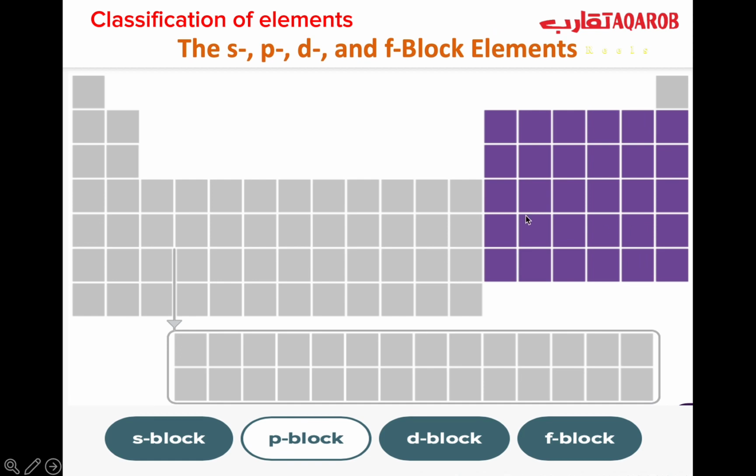So again, these are the groups for the P sublevel, which start from group 13, 14, 15, 16, 17, and 18. As you see here it has 6 groups because the P level can hold at maximum 6 electrons.